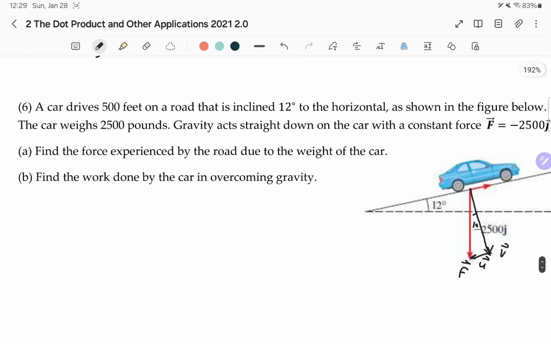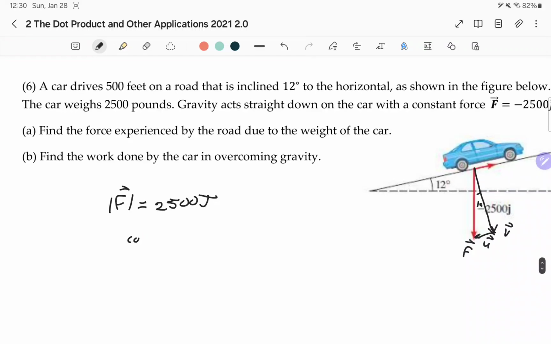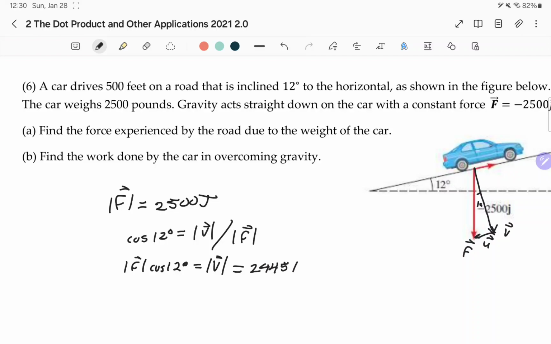We can do some simple sine, cosine stuff. So we know that the magnitude is equal to this, right? And we also know that cosine of 12 degrees is equal to the magnitude of the v vector divided by the magnitude of the f vector. So if we just do some multiplying here, we can find that the v vector is equal to 2,445 pounds. And this is the force that the car exerts into the ground.